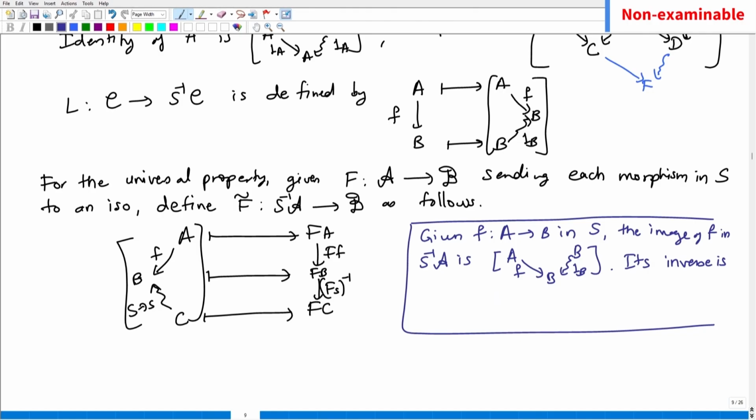A to A via 1A and A to B via F. Yes, so the equivalence class we had to start at B, then I will take identity on B to B, and then I will make this F. Okay. So this is the multiplicative inverse. You can verify that it is a two-sided inverse, right? So it has the universal property, and each morphism in S actually got inverted, right? So this is one way of doing localization.